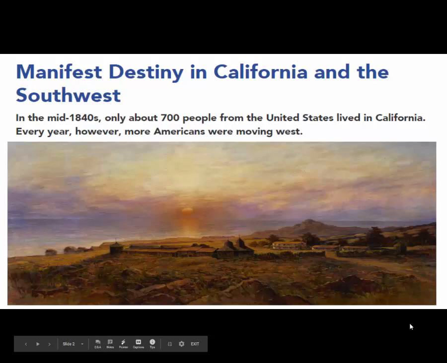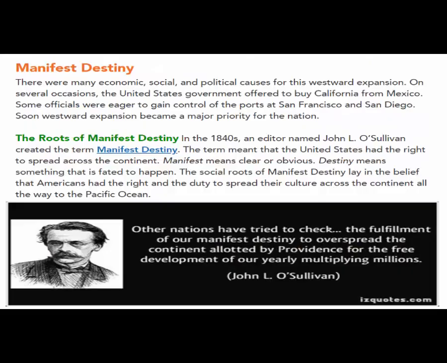Manifest Destiny in California and the Southwest. In the mid-1840s, only about 700 people from the United States lived in California. Every year, however, more Americans were moving west. Manifest Destiny. There were many economic, social, and political causes for this westward expansion. On several occasions, the United States government offered to buy California from Mexico. Some officials were eager to gain control of the ports at San Francisco and San Diego. Soon, westward expansion became a major priority for the nation.